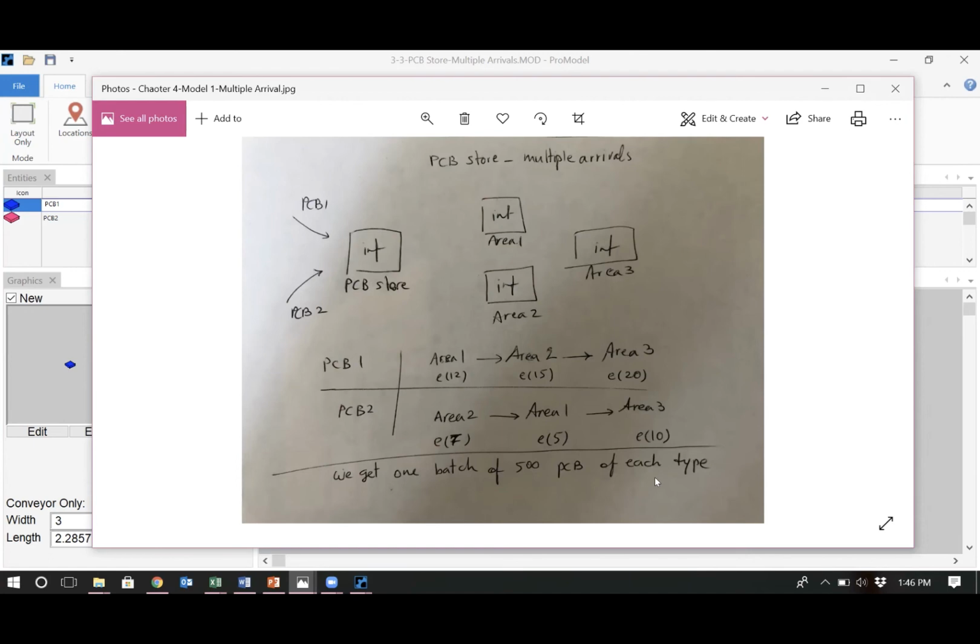Because here I only have one occurrence. There is no second occurrence, so I don't need to worry about the time between arrivals. There's no second arrival. There is no third arrival. There is only one arrival in this system, and that's it. So I don't need to worry about frequency.